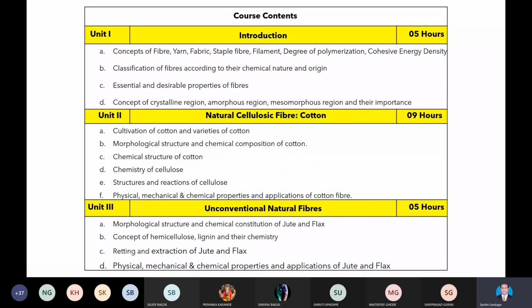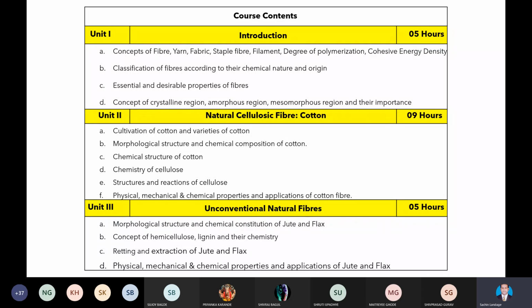Then in unit 2, we are going to study the natural cellulosic fiber, that is the cotton fiber, which we regard as the king of fibers and which is the most commonly used fiber all over the globe. The first point is cultivation of cotton and varieties of cotton. Then the next point is the morphological structure and chemical composition of the cotton fiber. Morphological structure means in detail.